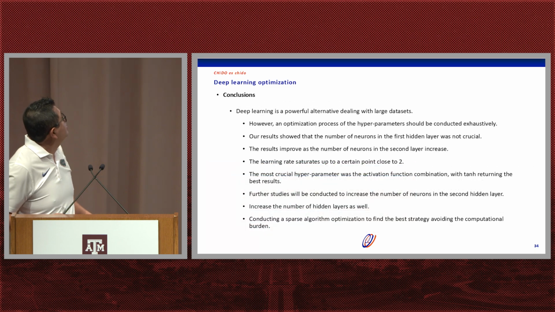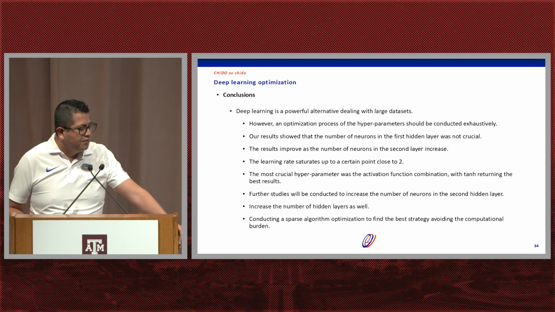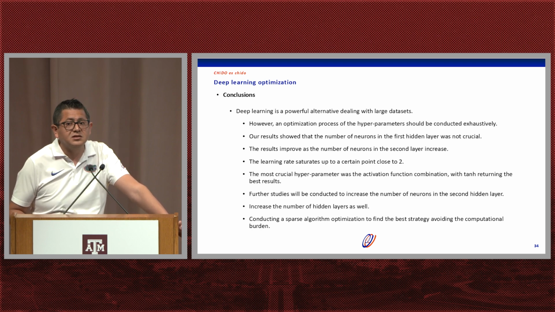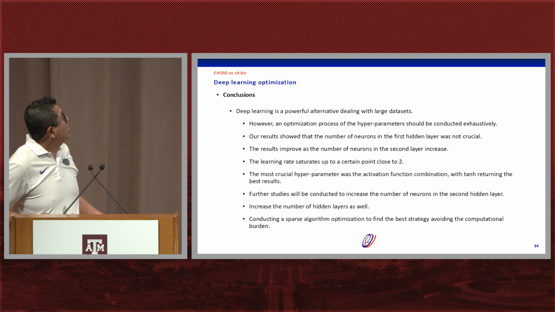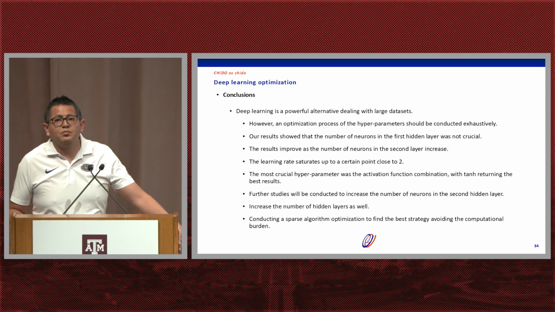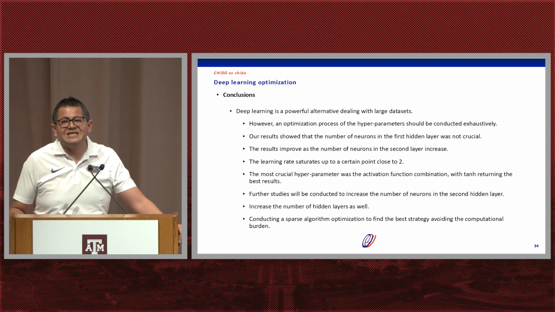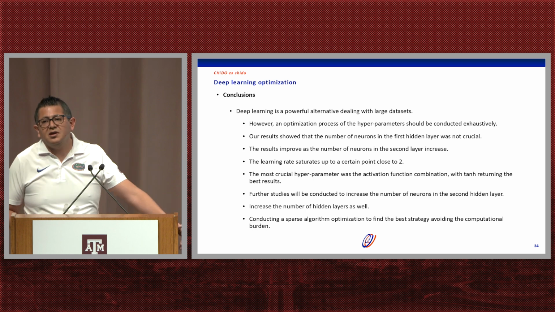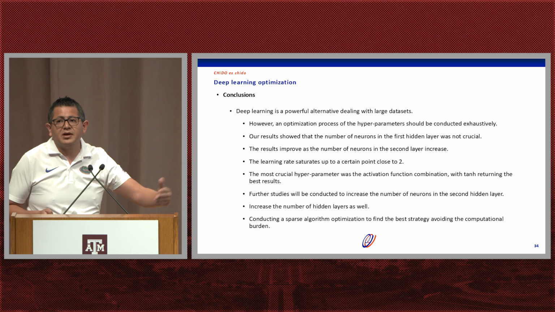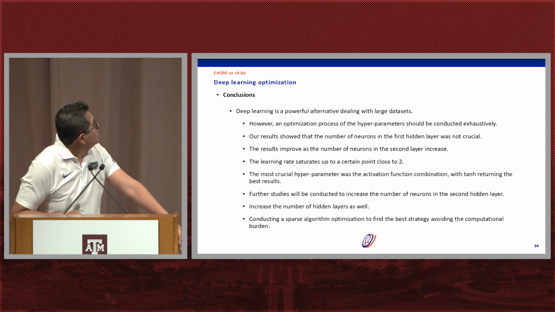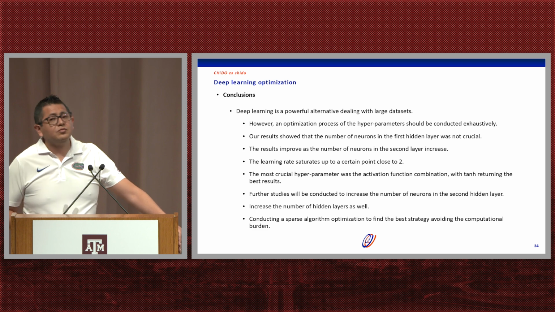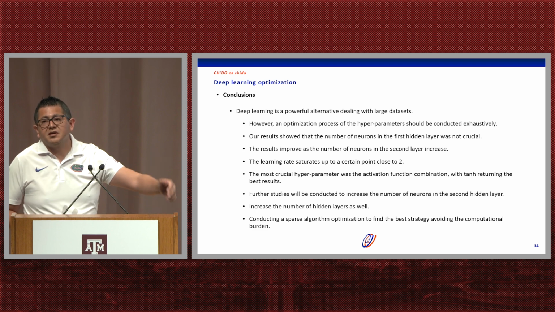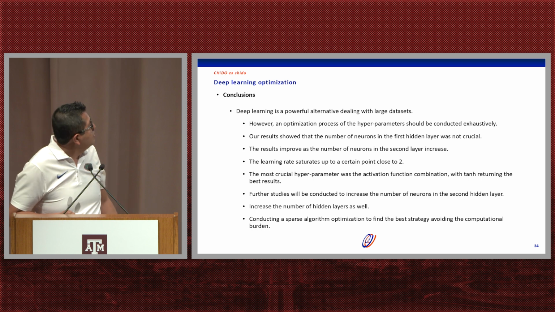Okay, so the conclusions. Deep learning is a powerful alternative for dealing with large data sets, so we are happy about that. However, it requires an optimization process to find the best set of hyperparameters. And that's the downside, because it can be computationally demanding, right? Our results show that the number of neurons in the first hidden layer is not important, but in the second hidden layer it is, so probably we can keep doing studies on that. And then the learning rate saturates up to a certain point. After the learning rate is greater than 2, we don't see any significant improvements.